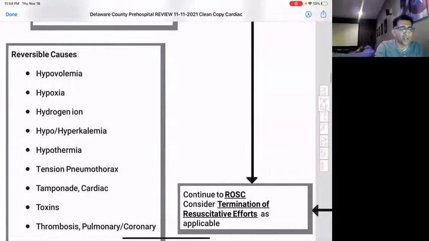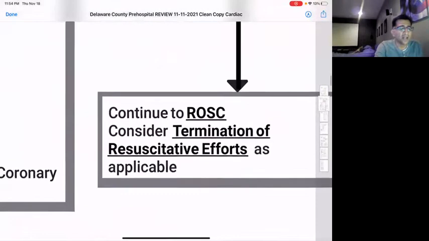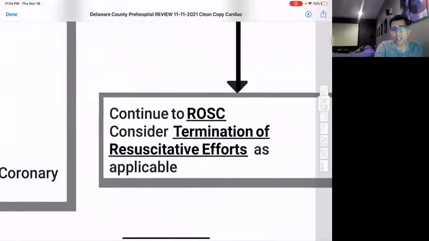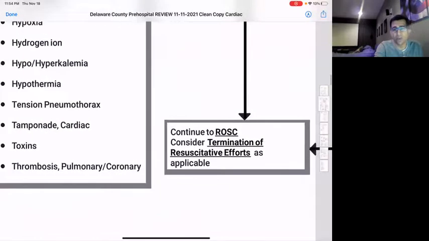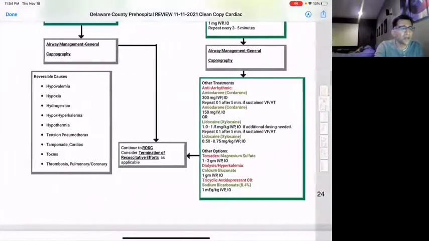At the bottom here, you're going to see a note to consider ROSC and to also consider termination of resuscitation efforts. I think both of those things are important considerations.